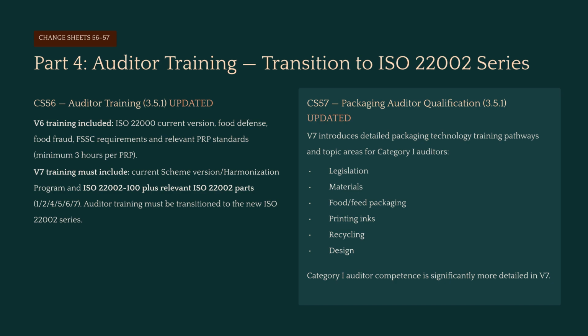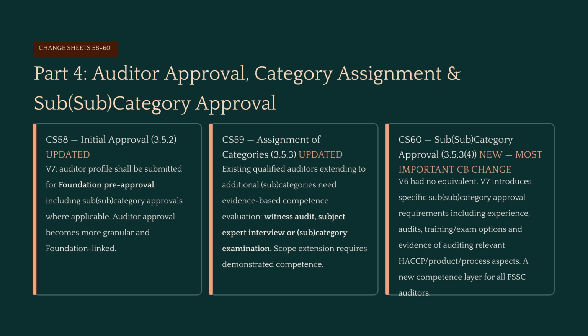The practical message for CBs is clear. Update auditor training records, update the training matrix, replace old ISO TS and PAS PRP references, and make sure each auditor has training aligned to the V7 category and sub-subcategory scope they are approved for.